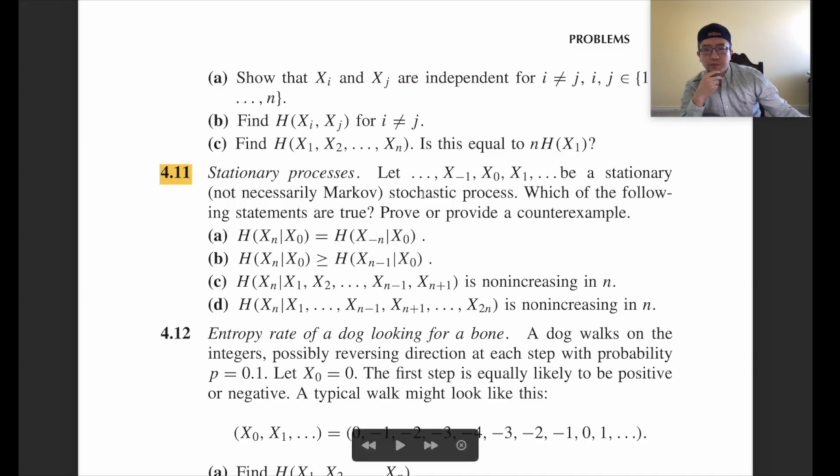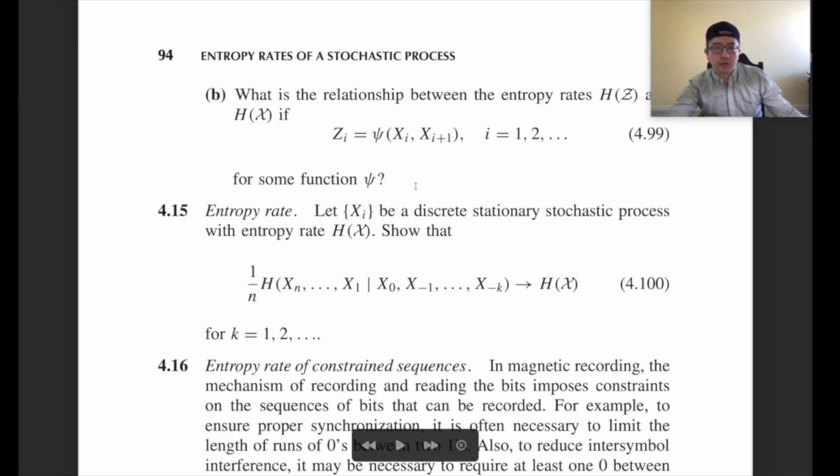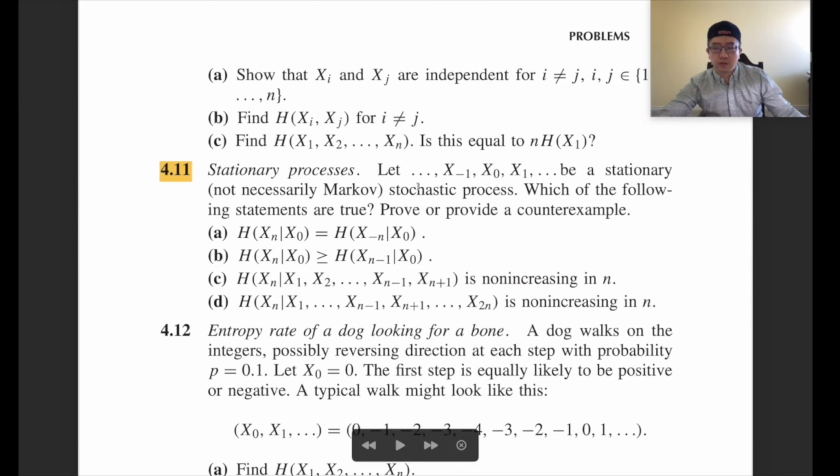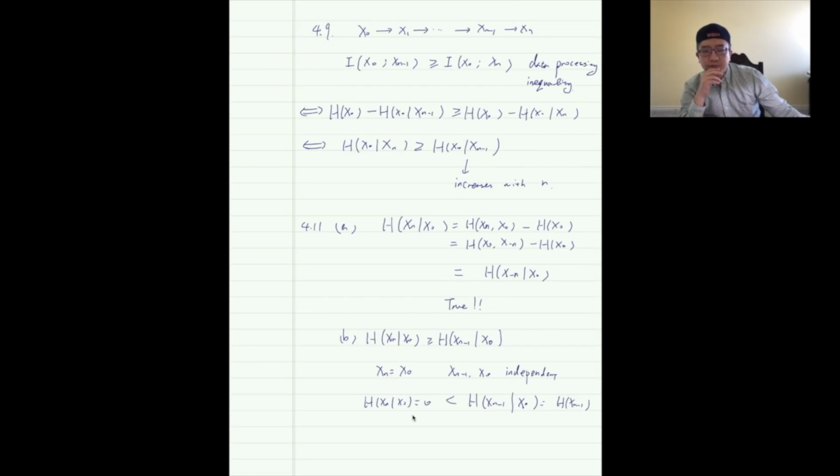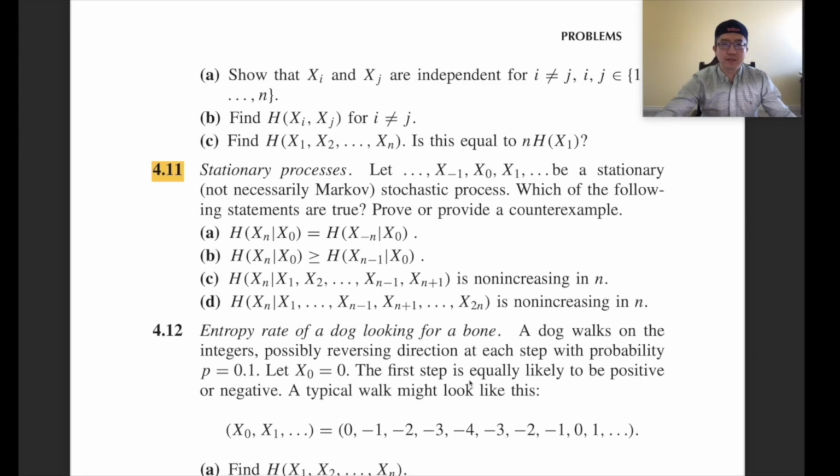Okay, and here, note that the only thing we can guarantee is that the sequence of x's is a stationary process, right? It may not be Markov, right? So this is clearly not Markov, but we can make this stationary, right? Okay, very good. Let's see the next one.